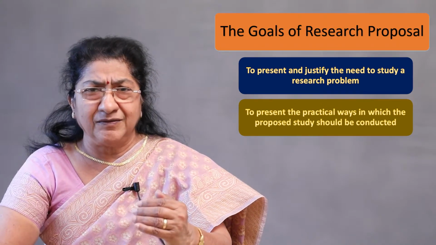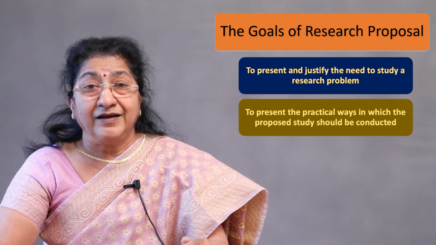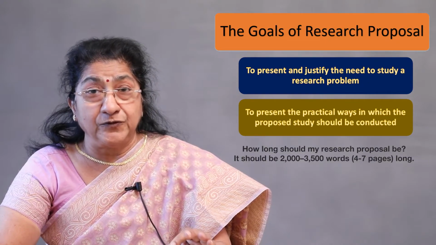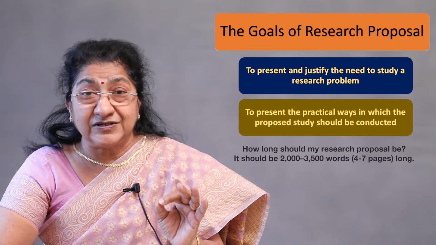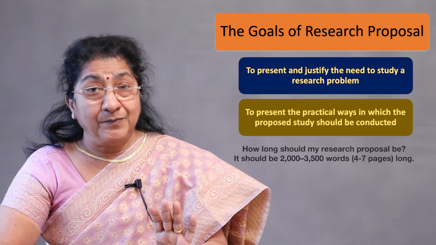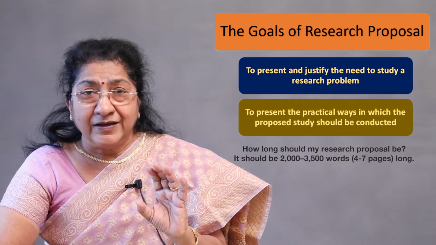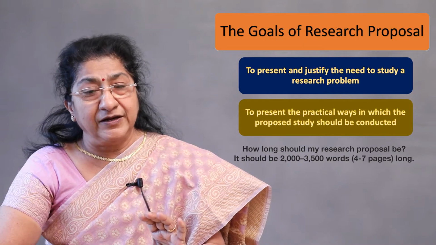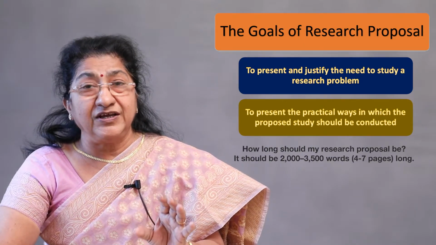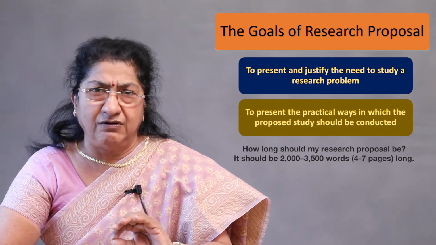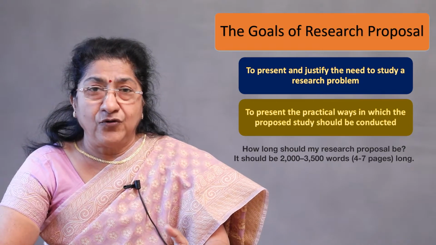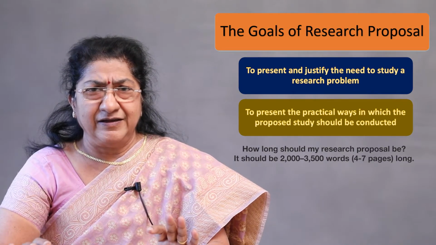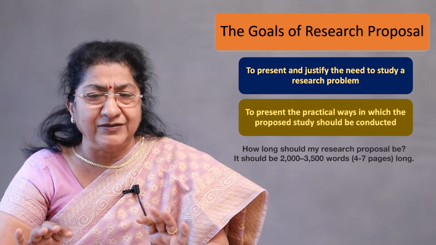Now, another thing may come in your mind about the length of the proposal. Obviously, your proposal must contain everything, but generally try to cover the complete proposal in 2000 to 3500 words, or we can say 4 to 7 pages. This is the general criteria. So, keep in mind the length of the proposal.